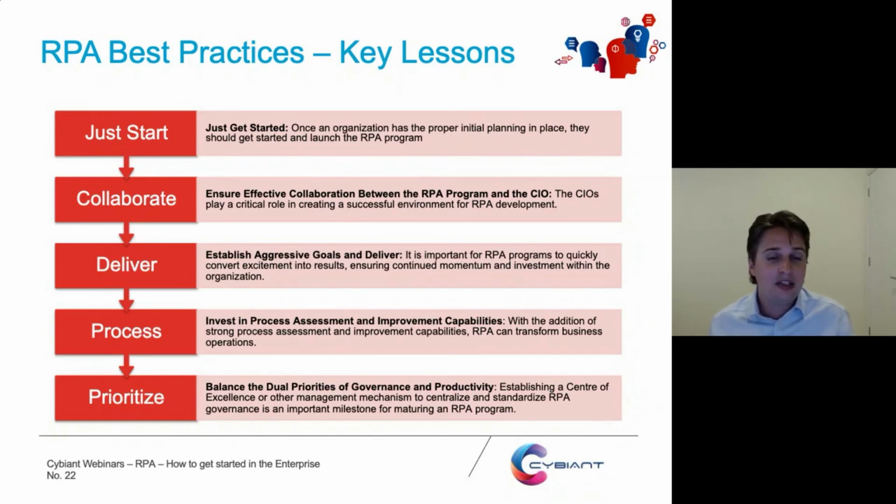And then the last key lesson that we've seen over time is that you will definitely need to balance the dual priorities from robot design and speed on the one hand, but also governance on the other hand. Take into account that we always need to keep tracking what robots actually do within an organization, and that there's sufficient accountability for all the data that is being moved between different applications.